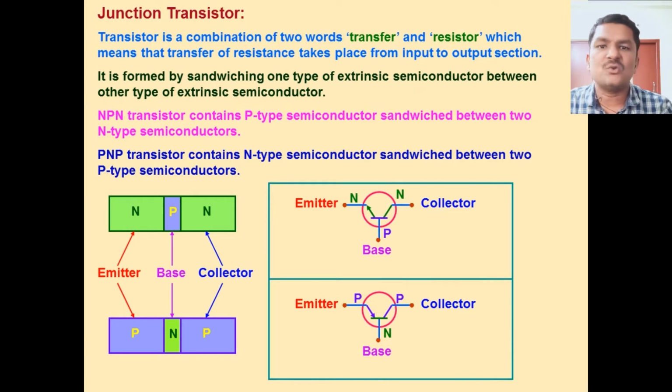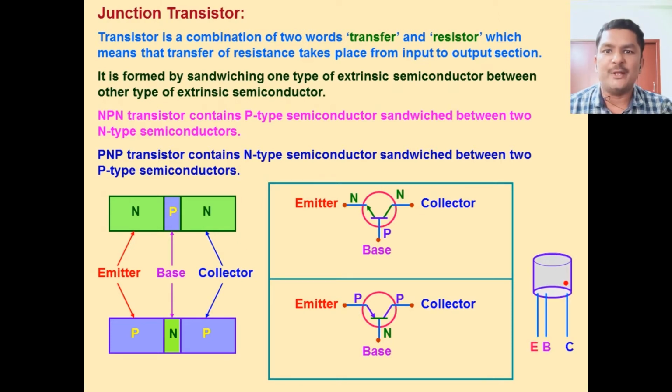These two are the symbols of NPN transistor and PNP transistor. The base is lightly doped, the emitter is heavily doped, and the collector is moderately doped. And the function of the emitter is to supply majority charge carriers.